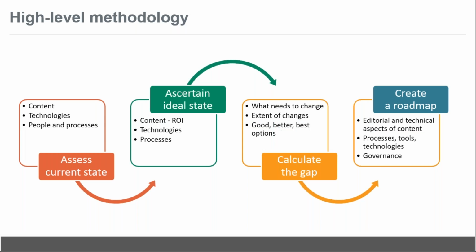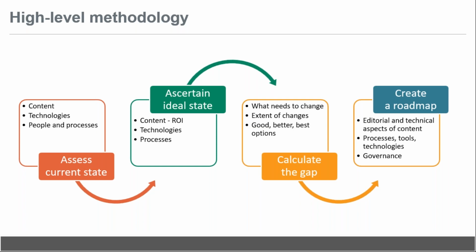So I'm going to assess the current state. What do we have now? What content do we have? What technology do we have? What people do we have? And what processes do we have? And then I would look at, where do I want to get to? What's my future state? Ideally, where would I want to be? And then you look at the content and how you're getting some ROI out of your content. You're looking at the technologies to support all of this, and you're looking at your processes.